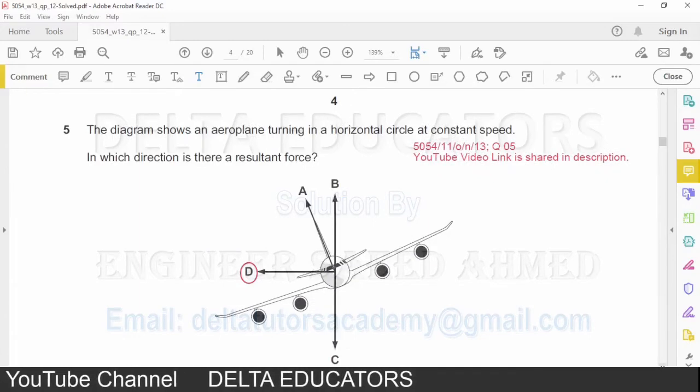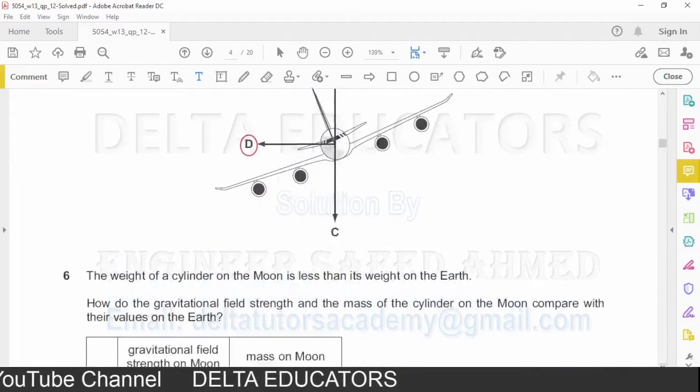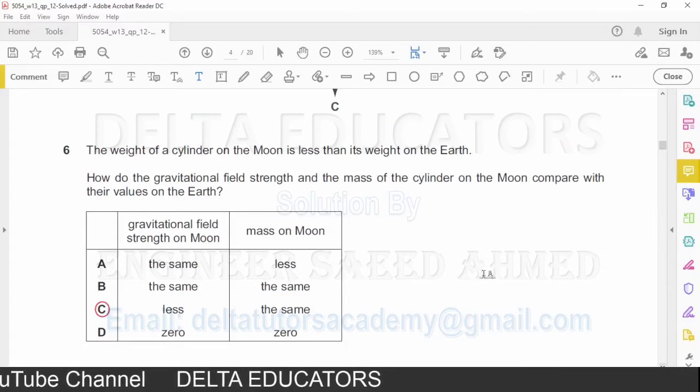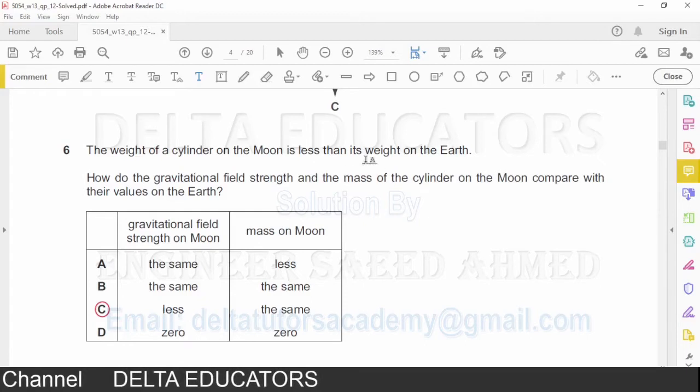Question number 5 is same as in paper 1 variant 1. Question number 6. The weight of a cylinder on the moon is less than the weight on the earth. How do the gravitational field strength and the mass of the cylinder on the moon compare with their values on the earth? Mass is defined as quantity of matter. Quantity of matter always remains constant whether the object is at the surface of moon or at earth. So here mass will remain same, mass will remain constant.